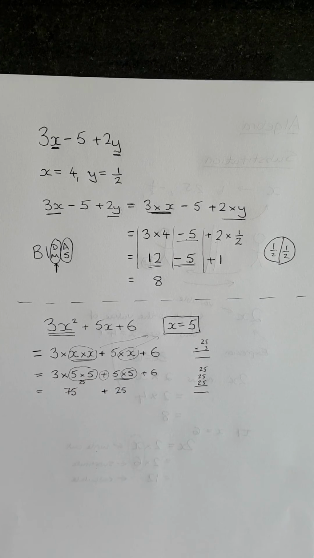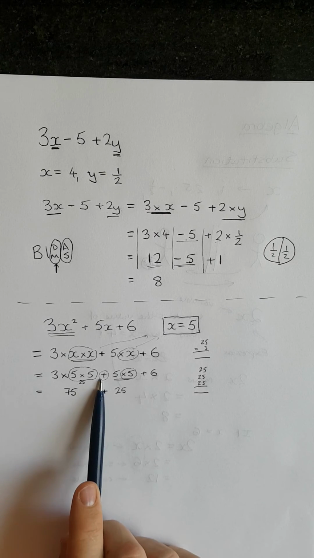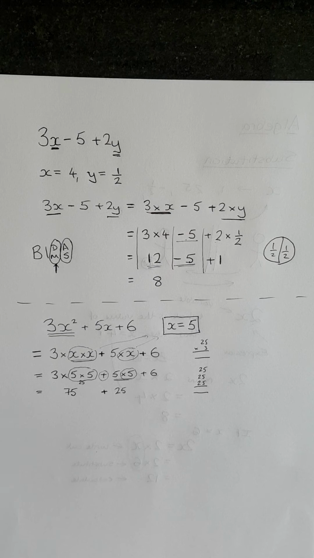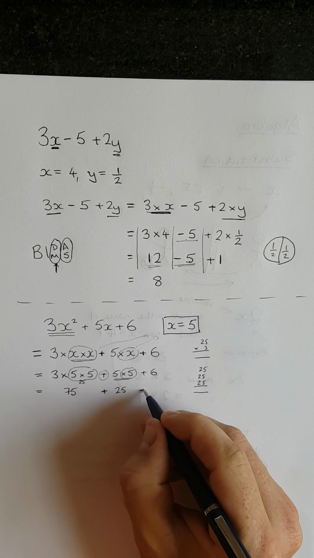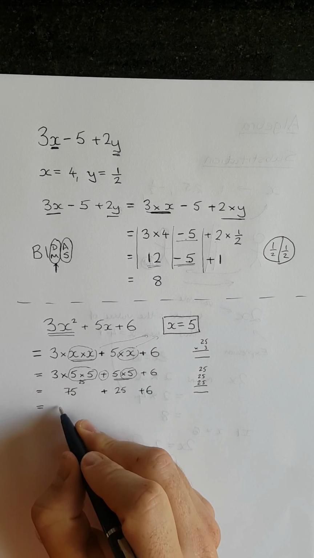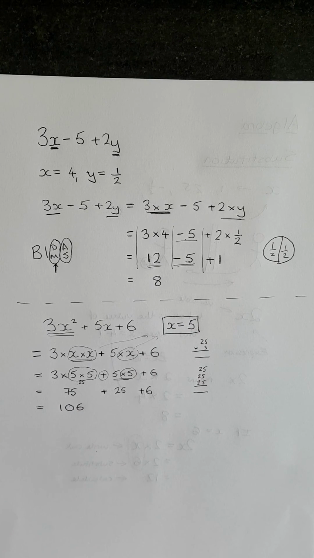Why didn't I add first? Can you remember what we did just now? Why did I go straight to the multiplication? That's right, BIDMAS. Well done if you spotted that. That's 106 when I add them all together, because 75 and 25 makes 100. In our next video we'll do more, where you've got some indices, and we'll start to introduce fractions and negative numbers.